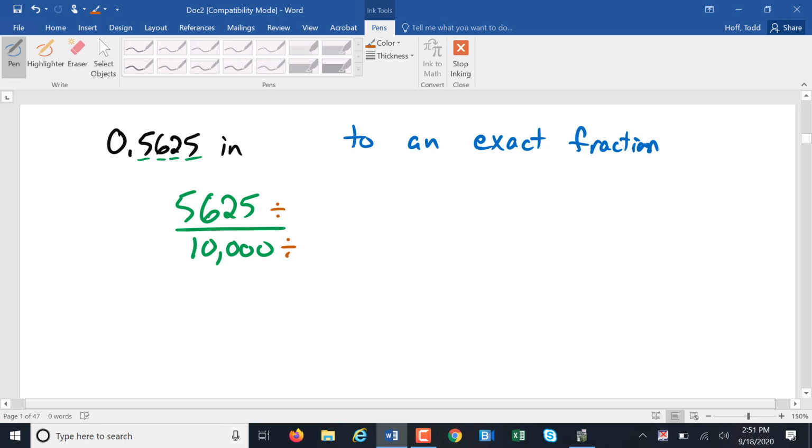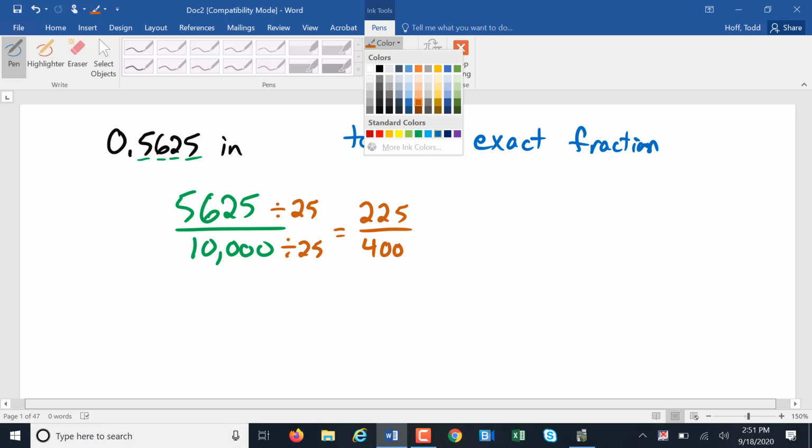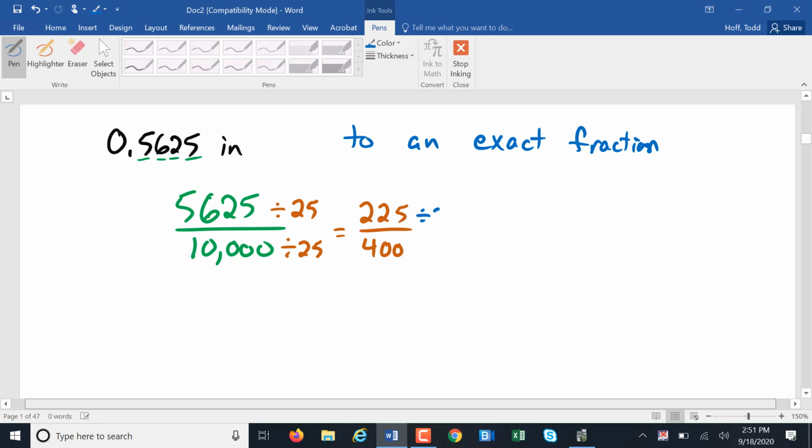Both of those can divide by 5, but they can also divide by 25. So let's start with that. This is going to be, what, 225, and that'll be 400. Both of those can be divided by 25 again. If you didn't see the 25 and divided by 5s, you just have more steps. You'd still get to the same spot. 225 divided by 25 is 9. 400 divided by 25 is 16. That is 9/16.